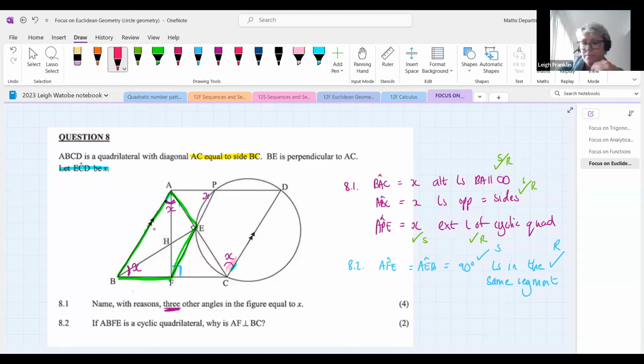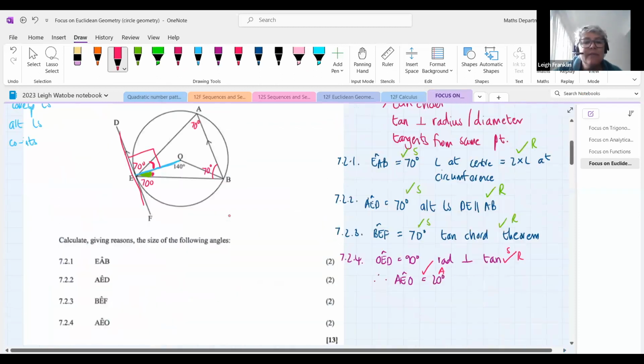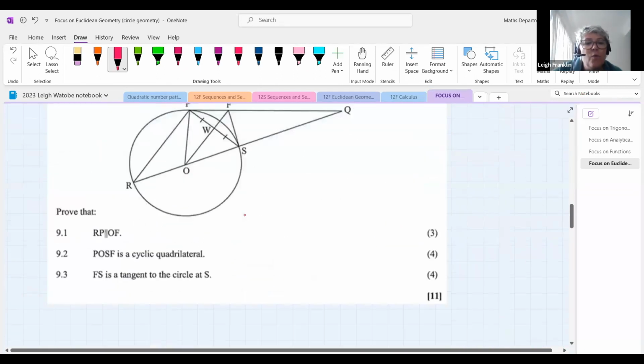Ma'am, can you please explain the angles in the same segment, because I get confused with that one a lot. Okay, all right. So angles in the same segment is the bow tie. It's the bow tie inside a circle, but the 4 points have to be on the circumference, or the quad has to be cyclic, which is essentially the same thing.